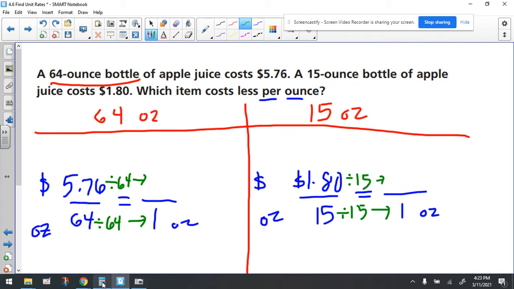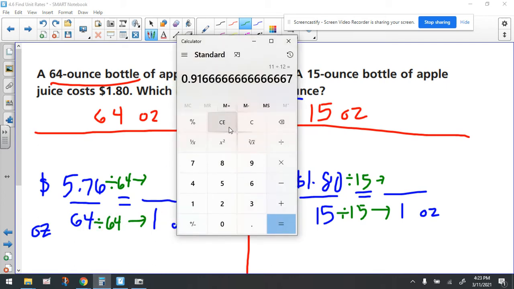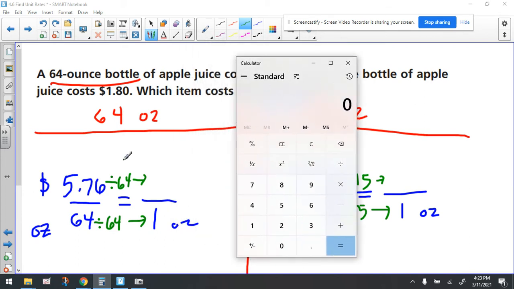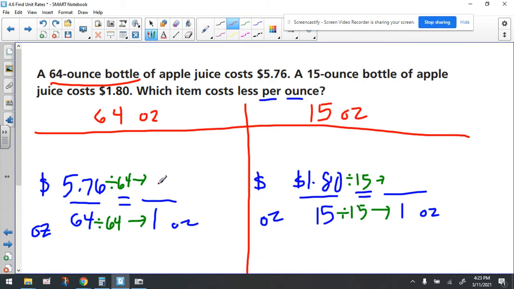Now, in the interest of saving a little bit of time, I'm going to use the calculator. So let's take out the calculator. I'm going to hit the clear button, and let's work on this calculation. So that's 5 76/100 divided by 64. And we get this. So let's write that number down: 9 cents per 1 ounce.